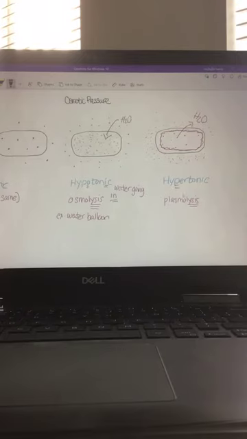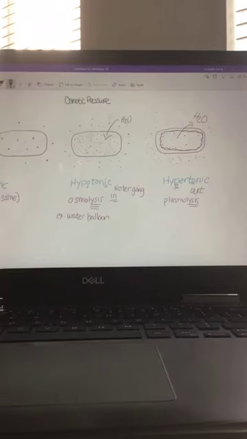How would you remember this? You're using the P for plasmolysis, water leaving, and you're going to use the O for out. So water is leaving, or water is going out of the cell.